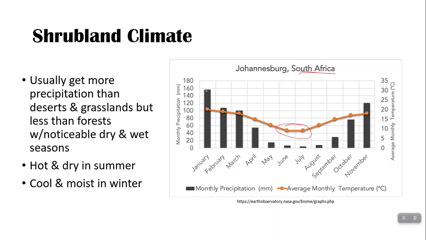The precipitation, notice there's a very noticeable wet season in their summer from like October through March, and then from around April to September, which is their winter, there's a dry season. It can be cool and slightly moist in the winter, but it's going to be hot and dry in the summer.